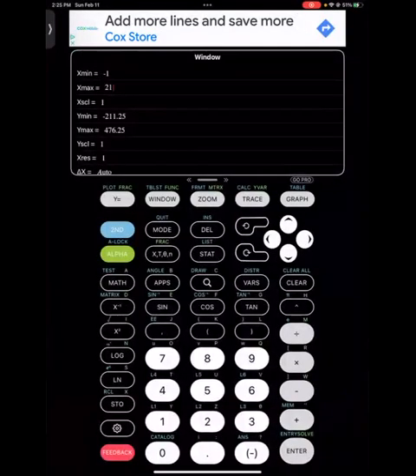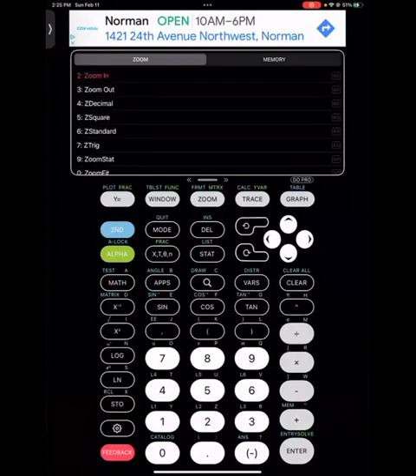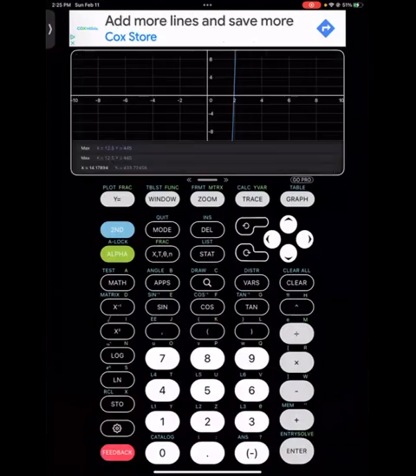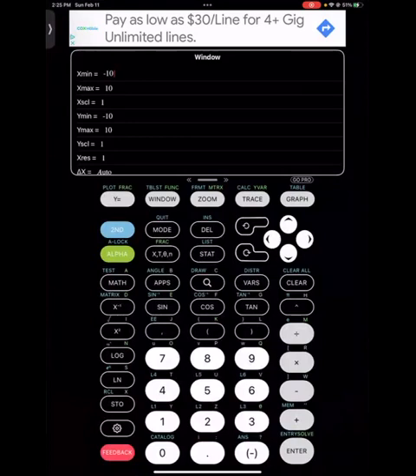So if we don't know where to look, then we're going to have to experiment a little bit with our window. When I go to Zoom and do Zoom Standard, that just puts us back to the normal standard window, -10 to 10 for X, -10 to 10 for Y. This is standard and a good place to start if you don't really know what's going on, if you don't have a larger context to what's happening.